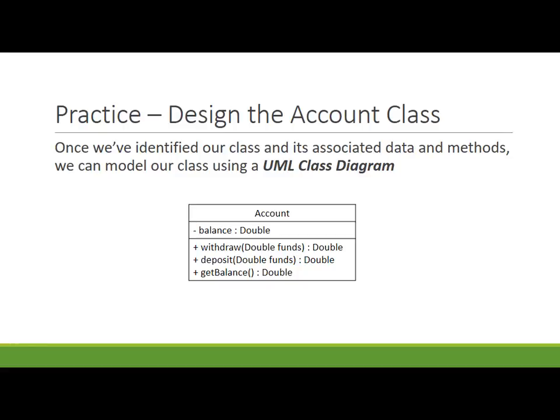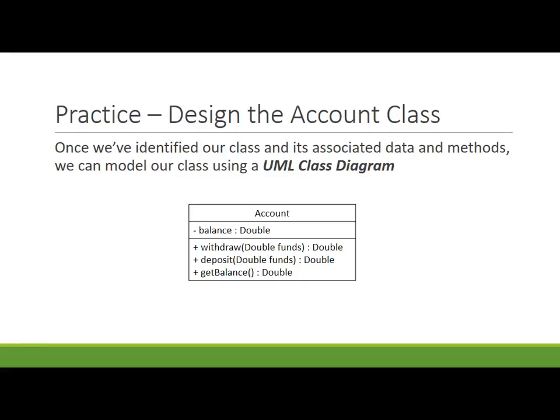Following the name of the class in the middle section are any of our data attributes or fields. In this example, we've identified balance as the data that's associated with the account. The final section contains any of the methods that are going to be contained within the account. In this example, we have a withdrawal, a deposit, and a get balance method.